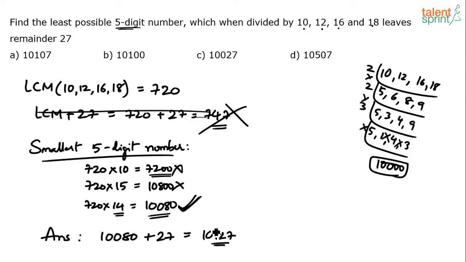10,127. 10,120. Sorry, hold on. 10,080. 10,080 plus 27, I'm sorry, I made a mistake. My bad. 10,080 plus 27 is 10,107. I'm so sorry. So 10,107.